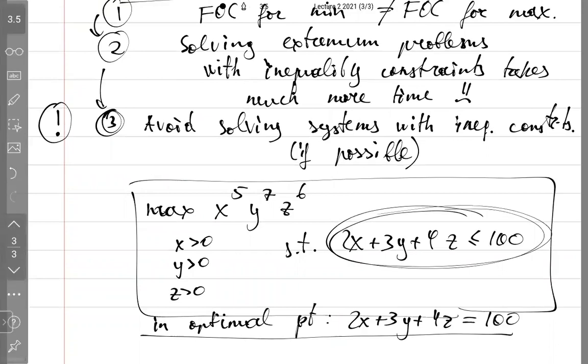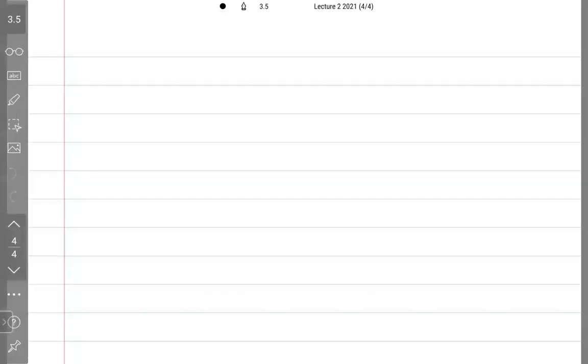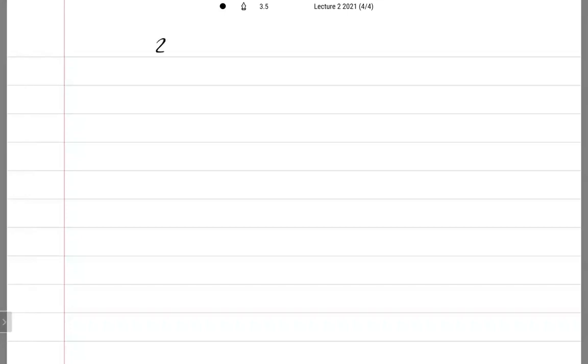Okay, let's move on. Let's now work with a two variable case. Let's do the same thing in two variables. Now we have the two variables case.